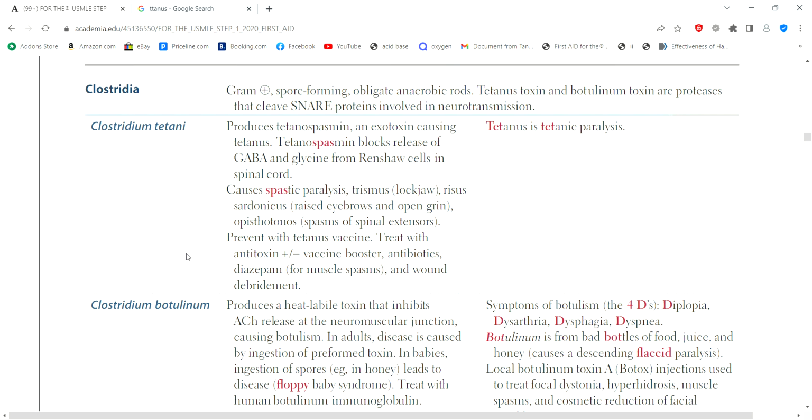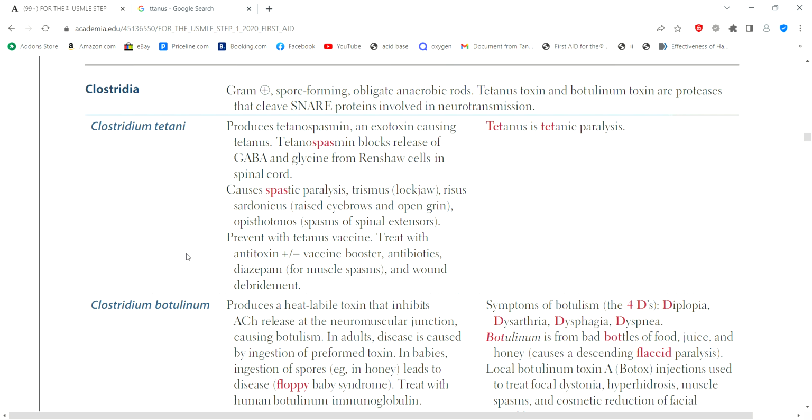Now we're going to move on to Clostridium botulinum. Clostridium botulinum produces a heat labile toxin that inhibits acetylcholine release at the neuromuscular junction. Heat labile means that it cannot survive in the heat. It will die in the heat.